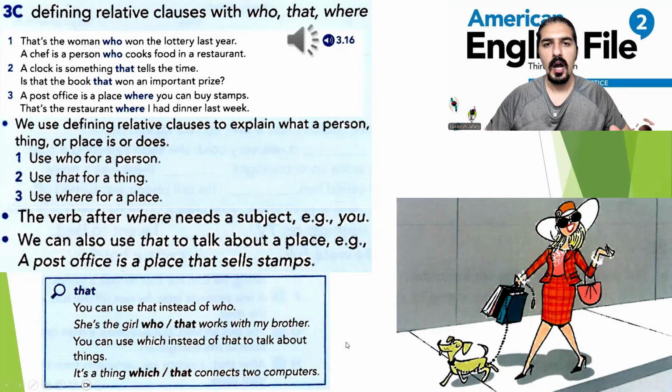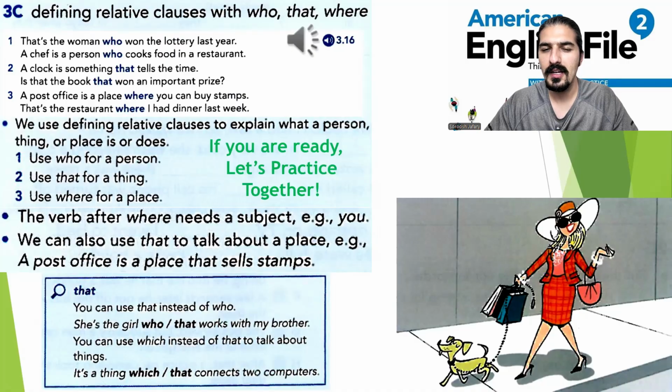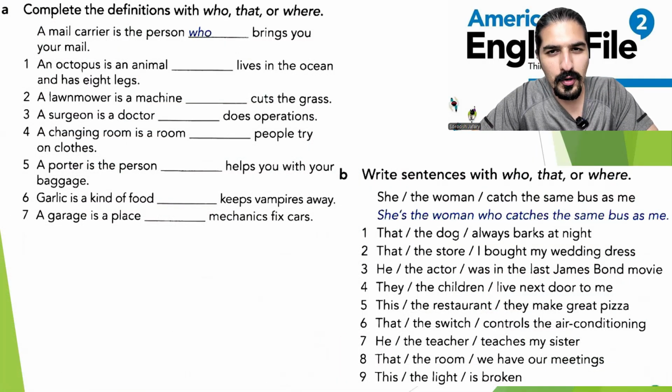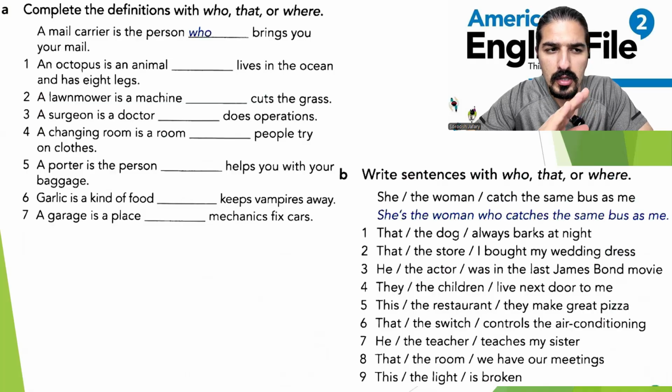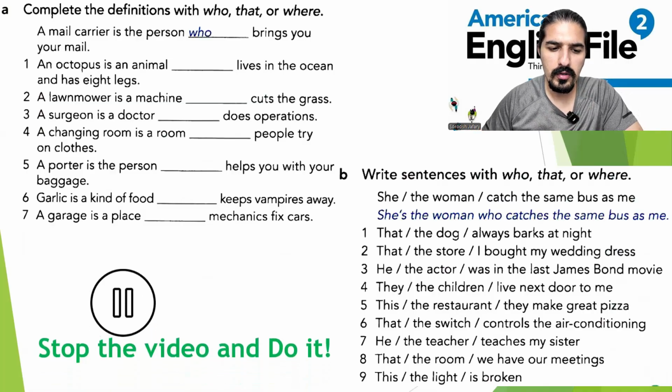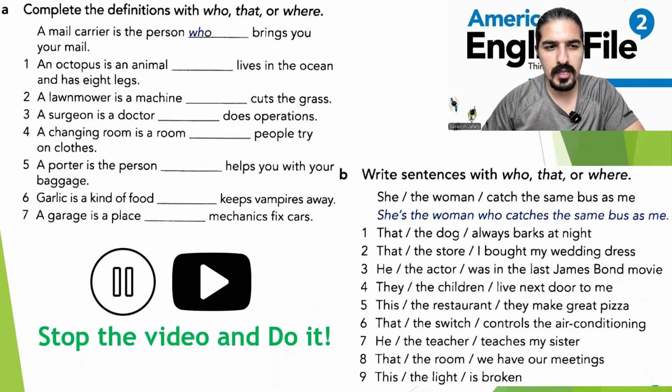Now, everybody, I need you to take a screenshot from this page because we're going to practice what you learned. If you're ready, let's get to it. As always, I have two exercises for you. Now, this isn't a race. Look at the picture that you took, the screenshot. Okay? Let's do it together. All right? Or you can stop the video and do it yourself. The choice is yours, my friend. But if you're ready, let's do it together. In the first part, complete the definitions with who, that, or where.